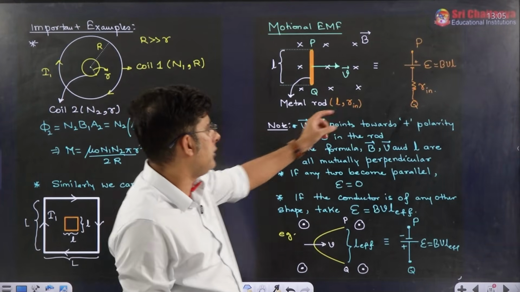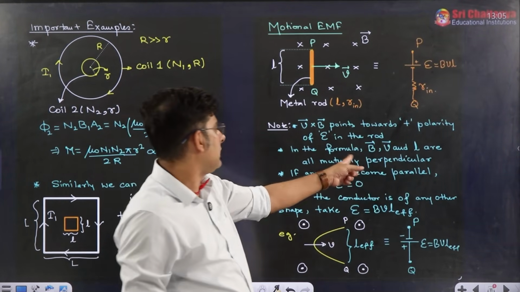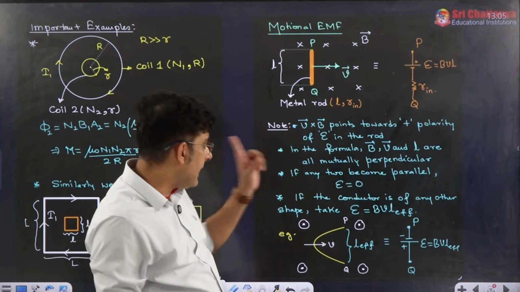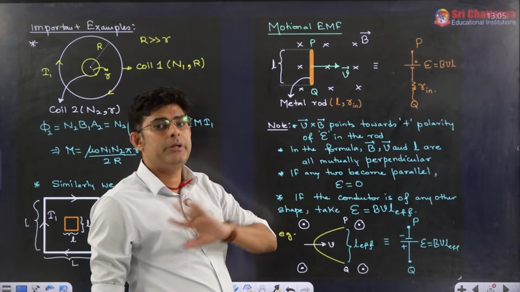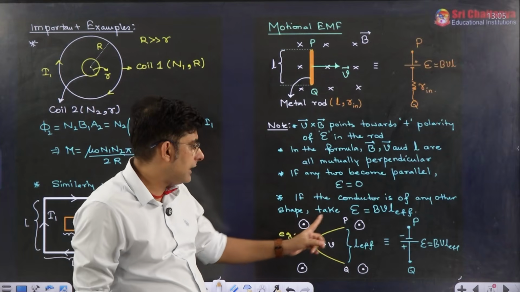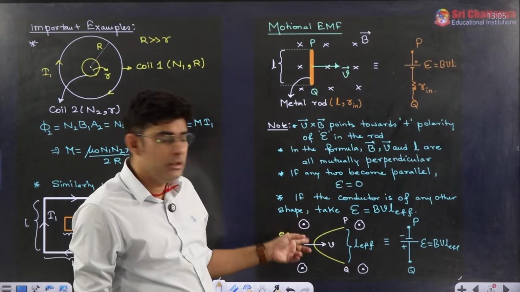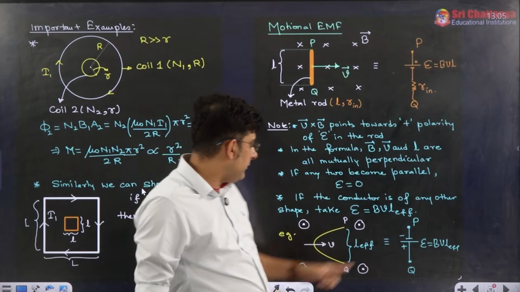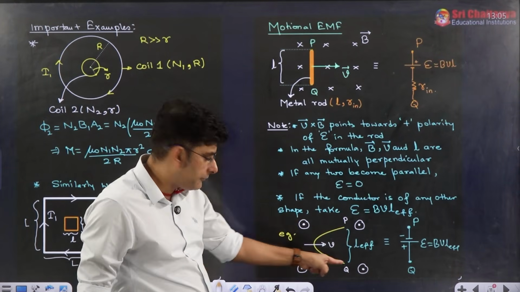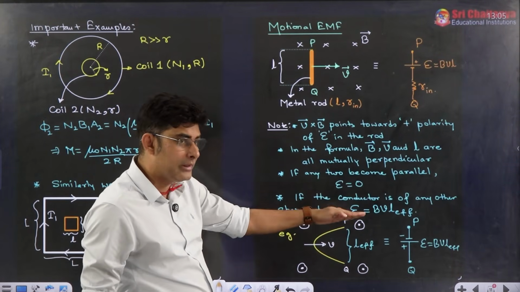Now in this formula, when you are using BVL, mind it, all the three terms should be mutually perpendicular. If any two terms become parallel to each other, EMF will be immediately zero. If the conductor is of any other shape, like curved, then also you have to take all the three terms perpendicular, so BVL effective. Suppose we have taken a curved conductor like this, moving towards the right.